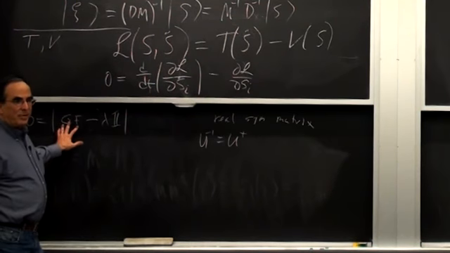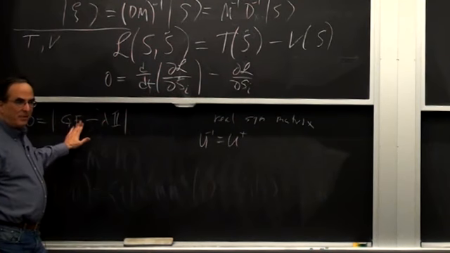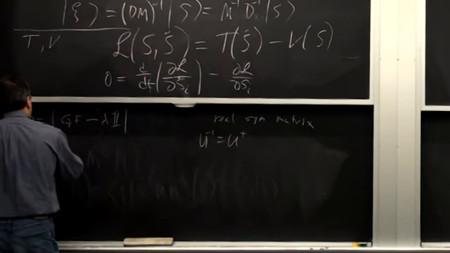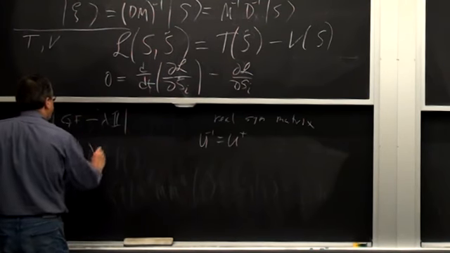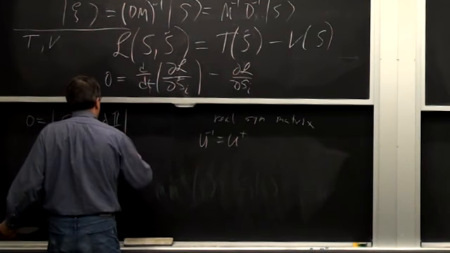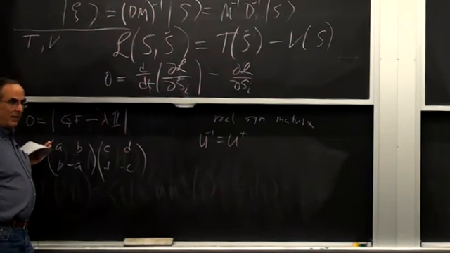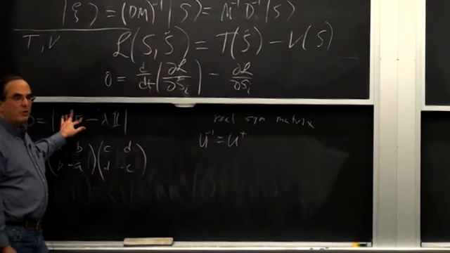Well, this is not a real symmetric matrix. G is a real symmetric matrix. F is a real symmetric matrix. But the product is not symmetric. And you can demonstrate that simply by writing a typical pair of 2 by 2 matrices and writing it out, and you'll see that the product is not symmetric. So you're not going to be able to diagonalize this by taking the usual shortcut.